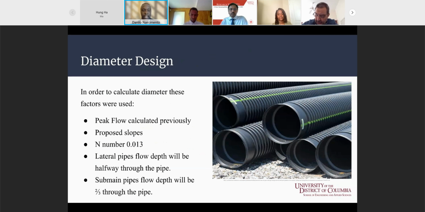When doing the diameter design, we used the peak flow calculated previously. We used the proposed slopes and then a Manning's n of 0.013. The flow of the lateral pipes was designed to be halfway through the pipe. The sub-main pipes flow was designed to be 2/3 through the pipe. Next slide, please.